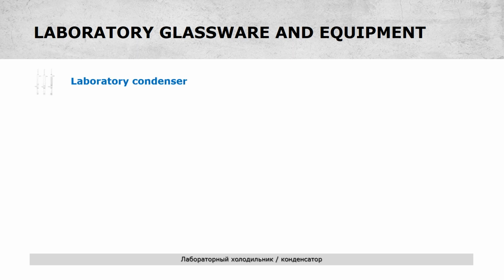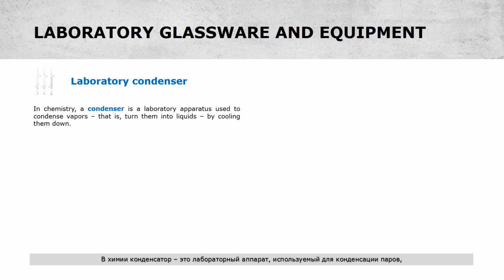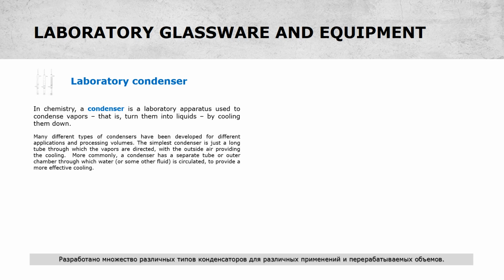Laboratory condenser. In chemistry, a condenser is a laboratory apparatus used to condense vapors, that is, turn them into liquids, by cooling them down. Many different types of condensers have been developed for different applications and processing volumes. The simplest condenser is just a long tube through which the vapors are directed, with the outside air providing the cooling.